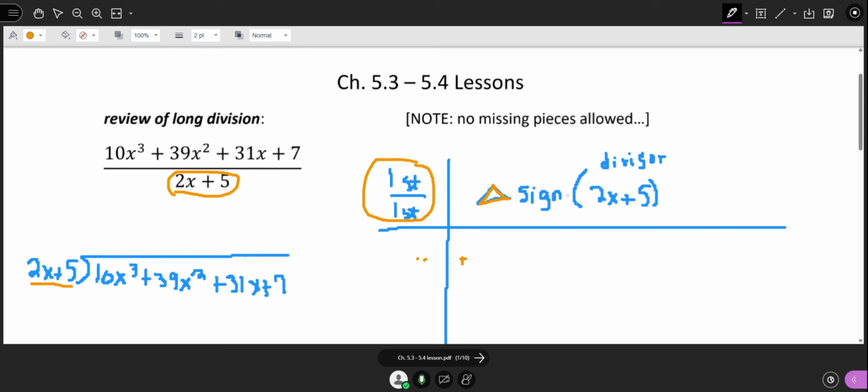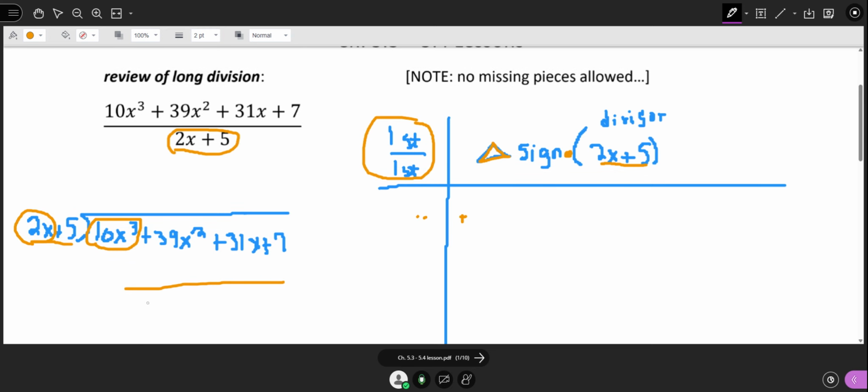Then you times that. That's what that parenthesis means. Times it by your divisor, and in this case, 2x plus 5. And when I say first divided by first, I mean the first item of your dividend divided by the first item of your divisor. And then when that one's gone, then whatever is down here, the next first divided by first again.